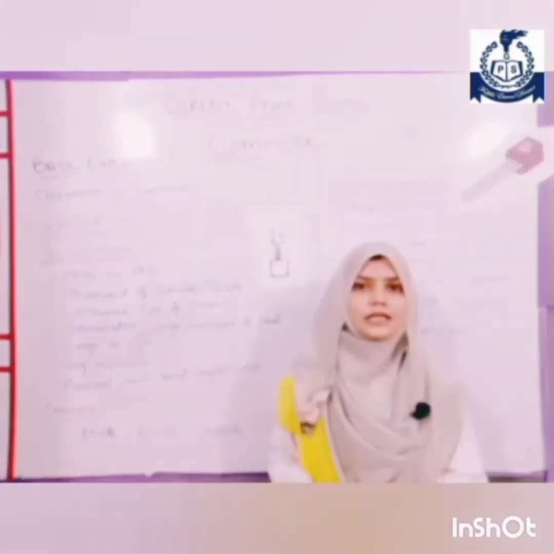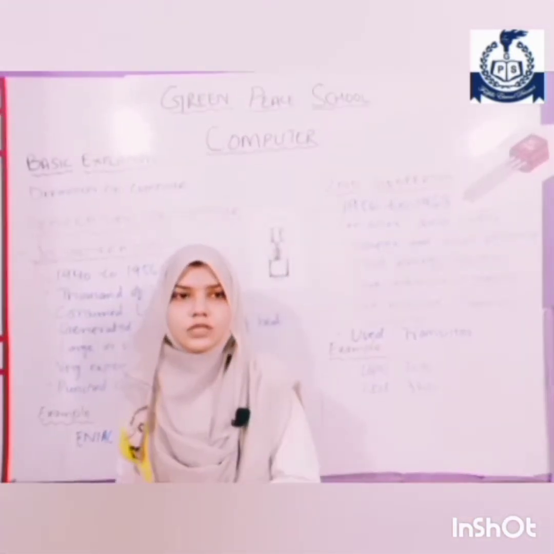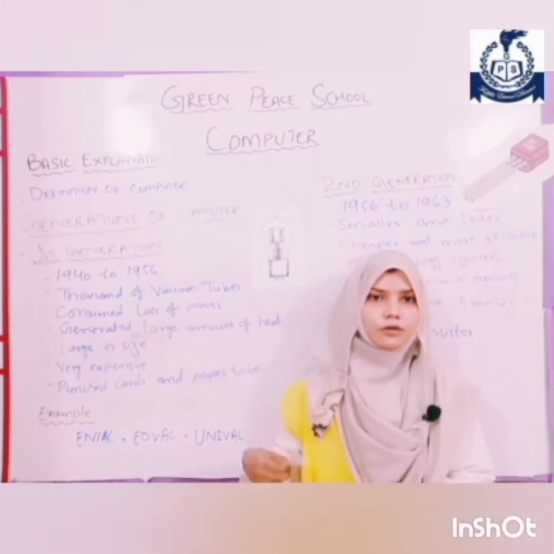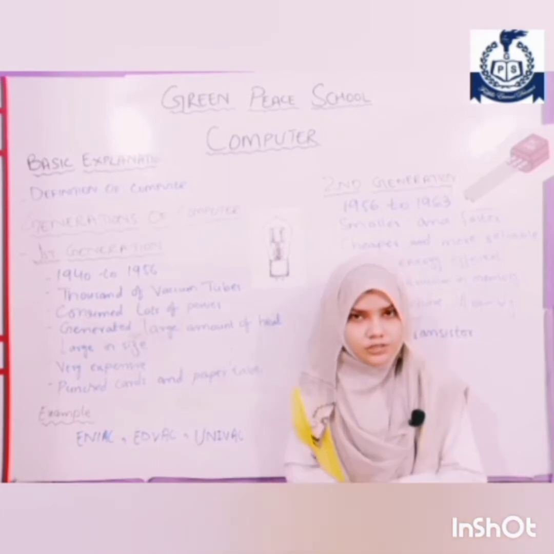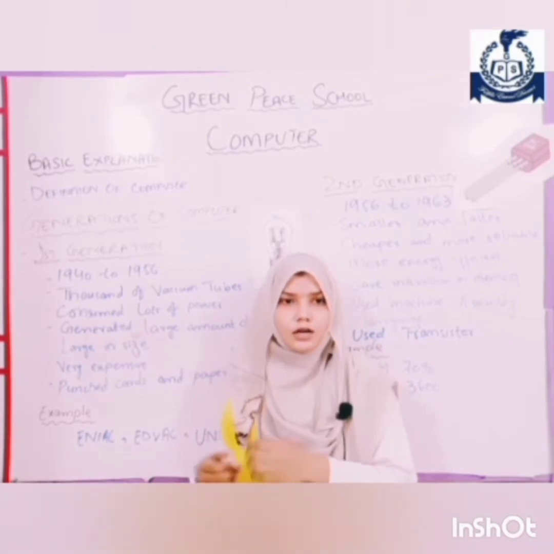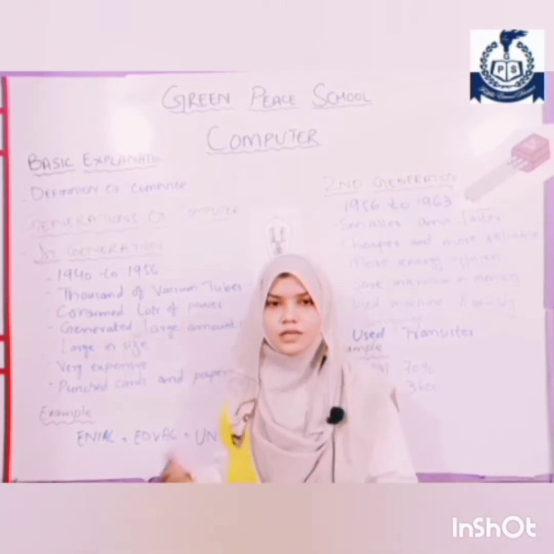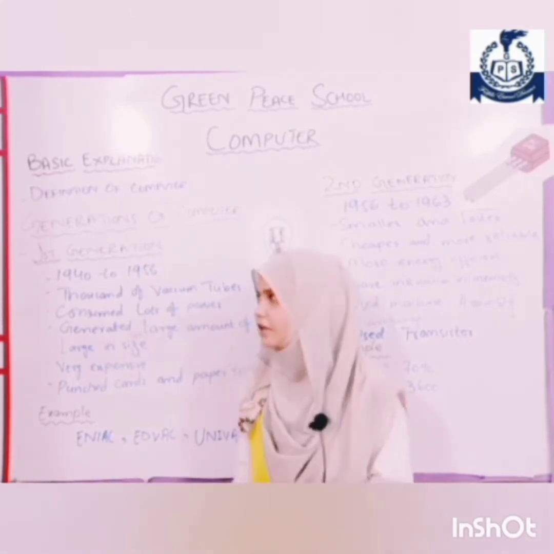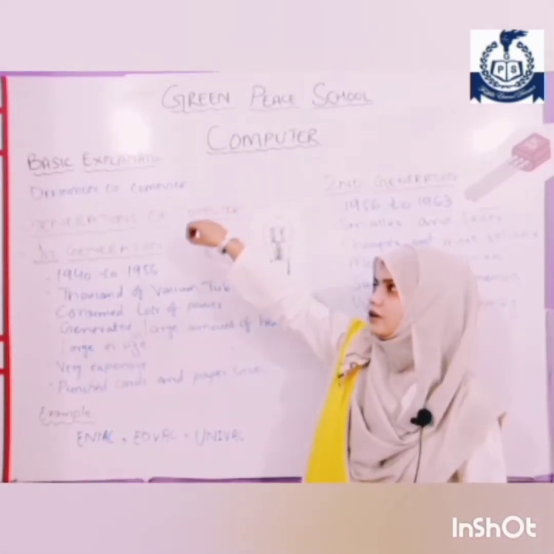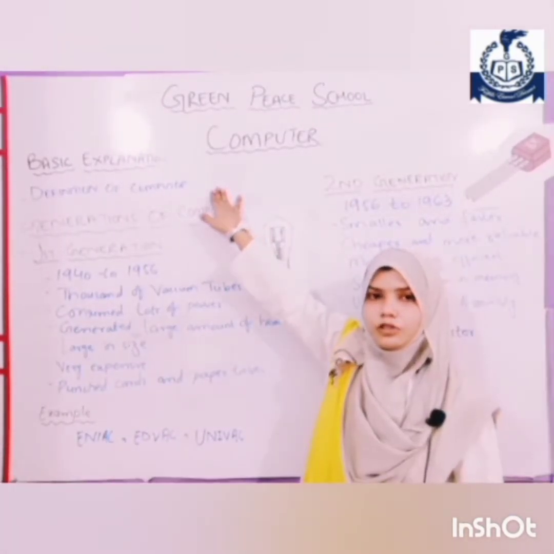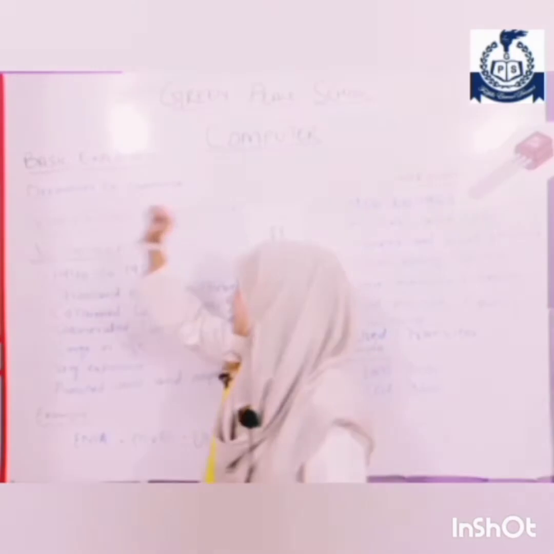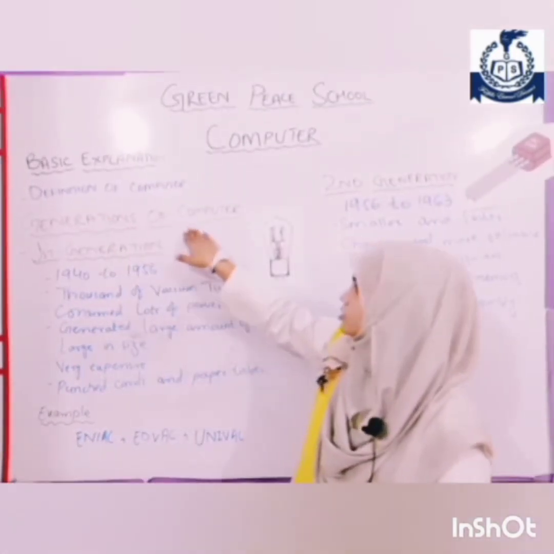The word computer is derived from the word compute, which means to calculate. Computer is an electronic machine which can be programmed to perform high-speed mathematical or logical operations. Computer accepts, stores, manipulates, and processes information in a binary format and displays the result in human understandable language. So this is the definition of computer. In today's era, we use computers everywhere: in schools, in offices, in colleges, in daily life. So, next is generations of computer.